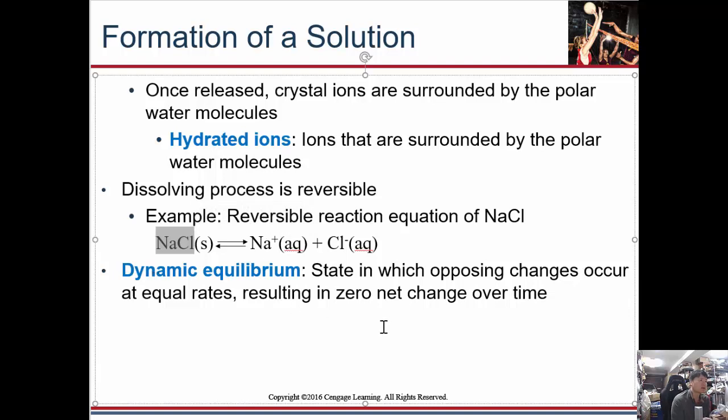But once we saturate it, we set up a situation where we have a dynamic equilibrium. So this is saturated, i.e. it has the max amount of solute here. It's a state in which opposing changes happen at equal rates. We saw dynamic equilibrium happening in other things. Well, dynamic equilibrium also happens when we do saturation.